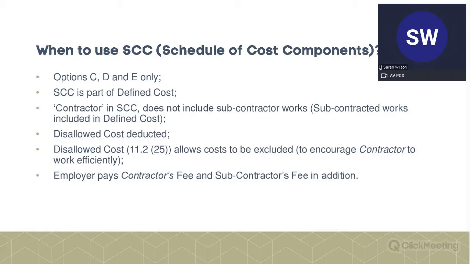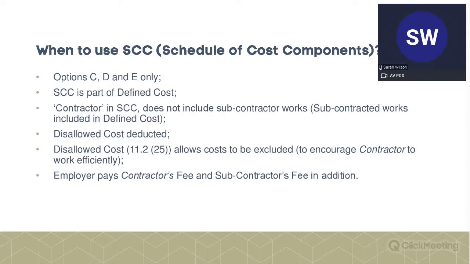So first of all, we just need to think about when we use each of these. I've already alluded to the fact that this is in the context of compensation events, but it's not just compensation events. It depends on the contract that we're using. So you use the schedule of cost components when you're using the contract options C, D, and E. Contract E is basically your cost reimbursable, and the schedule of cost components lists basically all the costs that you can claim under that contract.